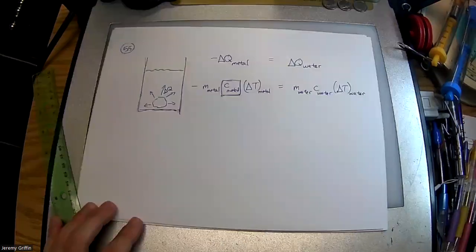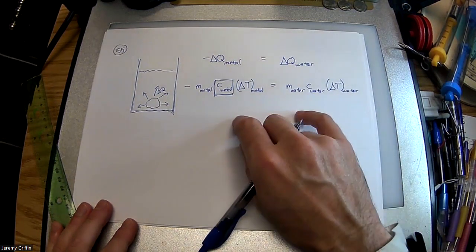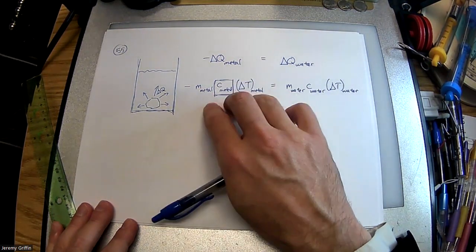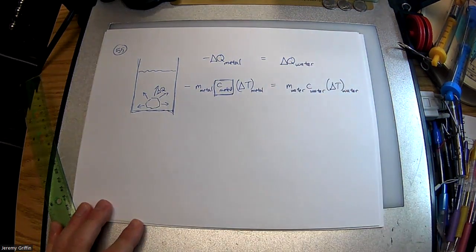Okay, so the energy was exactly transferred. Whatever was exported by the metal was picked up by the water. So that's MC delta T of the metal, therefore is MC delta T of the water, throwing that negative sign.